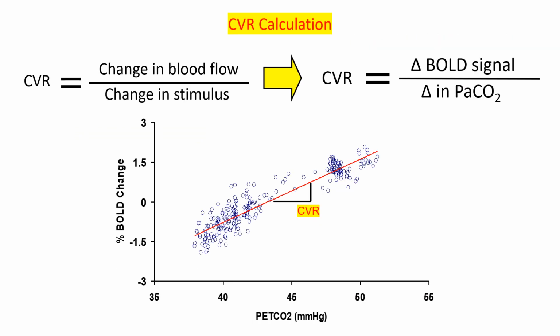Here is the most basic calculation of CVR: the change in blood flow divided by a change in stimulus. That is, a change in the BOLD signal divided by the change in the partial pressure of CO2. In this case, it's based upon two partial pressures of 40 and 50 millimeters of mercury PCO2. Blood flow is measured as the change in the BOLD signal, and with the respirator, the change in end-tidal PCO2 is the change in arterial PCO2, the vasodilatory stimulus.